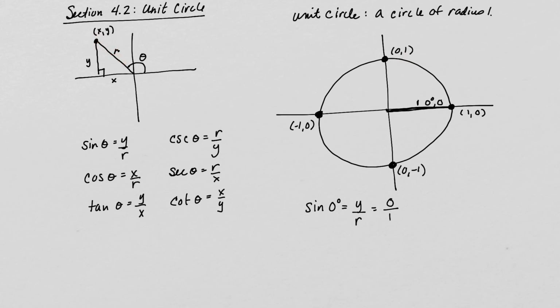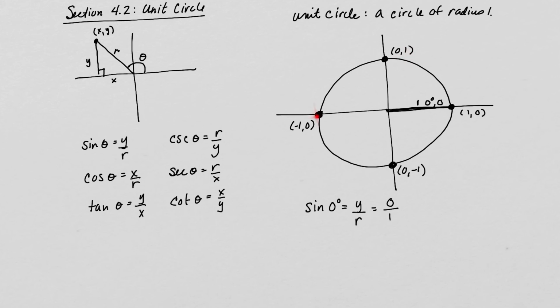So what's really nice is on the unit circle, if I'm looking for the sine value, my r is always going to be a 1, so I'm always dividing by 1. So my sine value is actually just the y value. So 0 divided by 1 is just going to turn out to be 0. If I was looking for the sine value here, we would have 1 divided by 1, and 1 divided by 1 is also just 1.